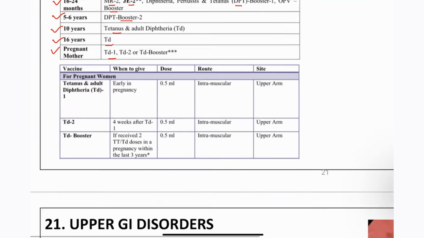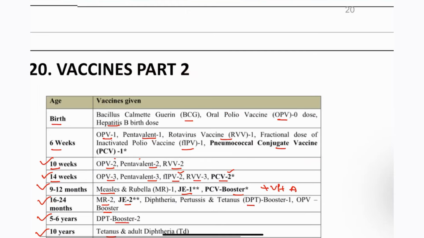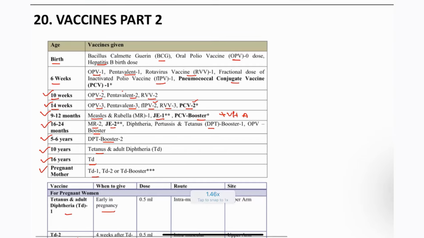For the pregnant woman, in the early weeks of the pregnancy, you can give the first dose, and after 4 weeks, the second dose is given. But if the previous pregnancy was less than 3 years ago, then you can go for the booster. If it is more than 3 years, you have to repeat the 2 doses again. Okay, this is how we are going to proceed for the patients who are pregnant. This is the universal national program that we are going to follow.